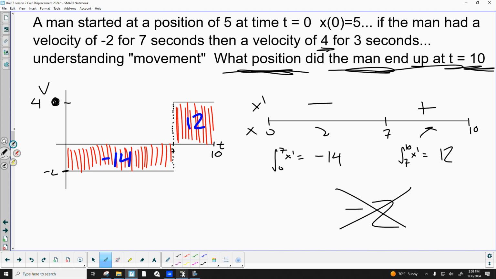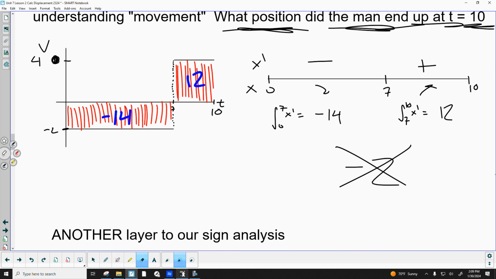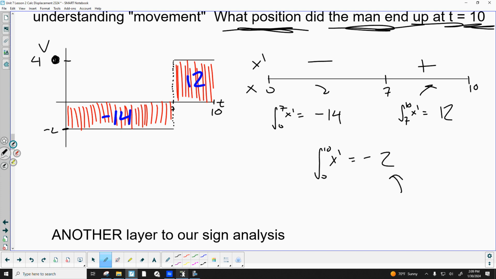Now, negative 2 is a good number. I'm sorry for crossing that off and making you feel bad. You are correct that if you accumulated all of your velocities, you'd get negative 2. But what does this mean? You went down 14, you went up 12, you end 2 to the left of where you started. Well, where the heck did you start? So what's your answer?